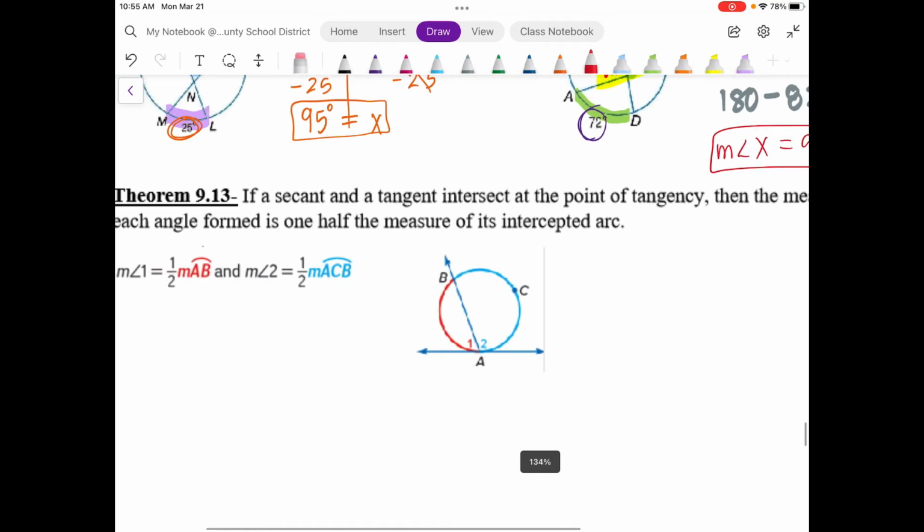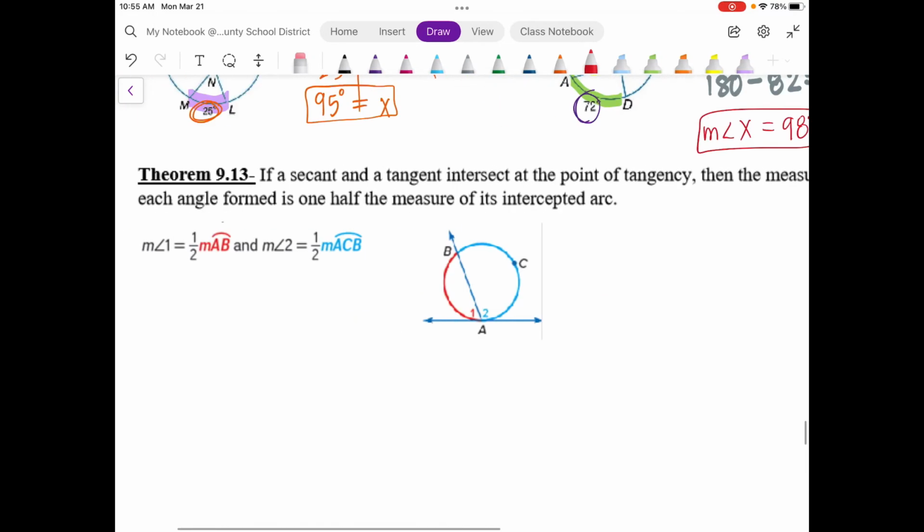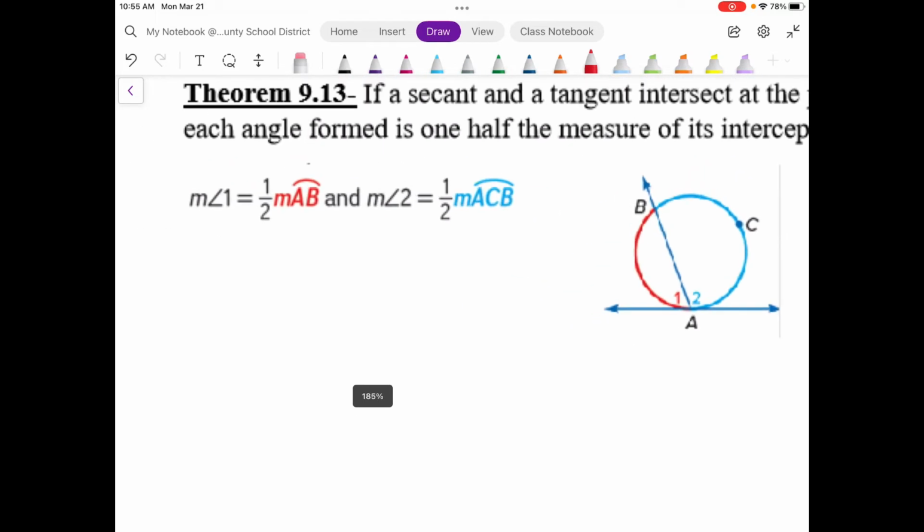Okay. Next theorem, if a secant and a tangent intersect at the point of tangency, then the measure of each angle formed is 1/2 the measure of its intercepted arc. Okay, so here, what this is saying is that the measure of angle 1, so that's this right here, is going to equal half of AB. So AB is all of this. The measure of angle 1 is just going to be half of that.